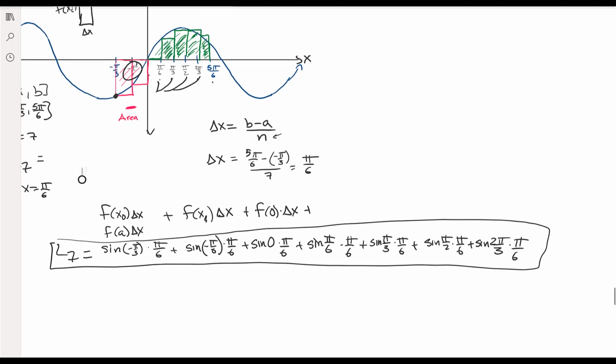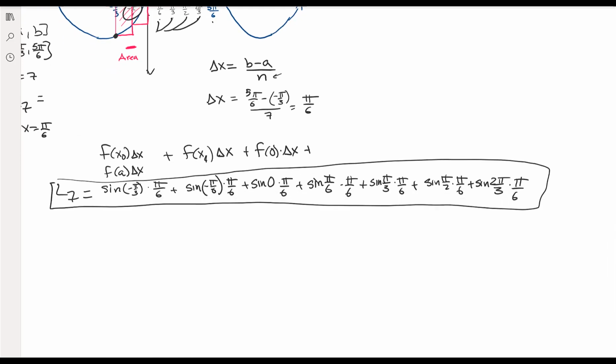Maybe we could have simplified it down a little bit more. So we take this and sine of -π/3. Oh, let's not do that. There's a π/6, a π/6, a π/6, a π/6, a π/6, a π/6, and a π/6. You mind if we just factor that out to the front?